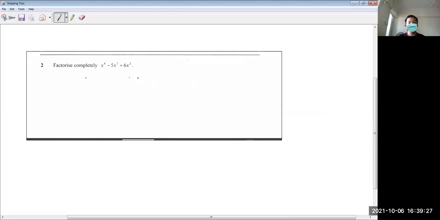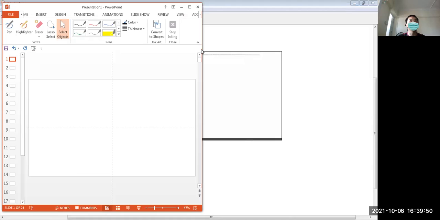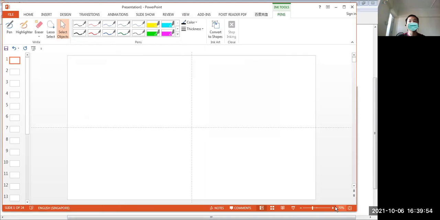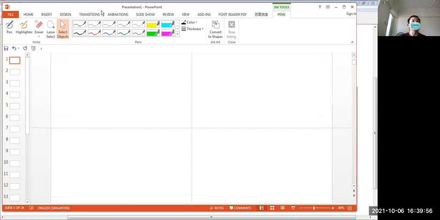So do you have any idea what's the meaning of factorize? This word factorize? Do you have any idea? I don't think so. Okay, good. So let's start with some basic idea of what factorize means. Then we will discuss how we can solve this question. Okay. So let's take a look at this PowerPoint.